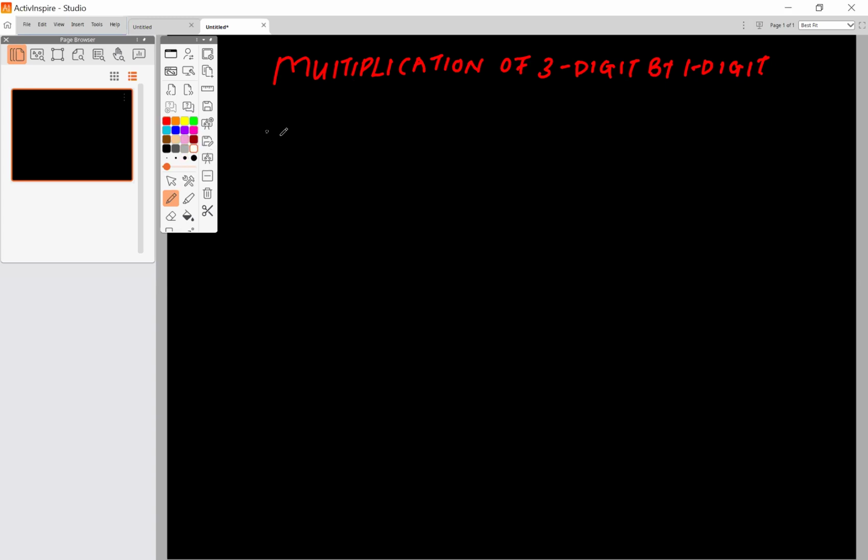So let's start with the first example, whereby we have 123 multiplied by 4. We shall be using the column method. So we have 1, 2, 3 multiplied by 4.